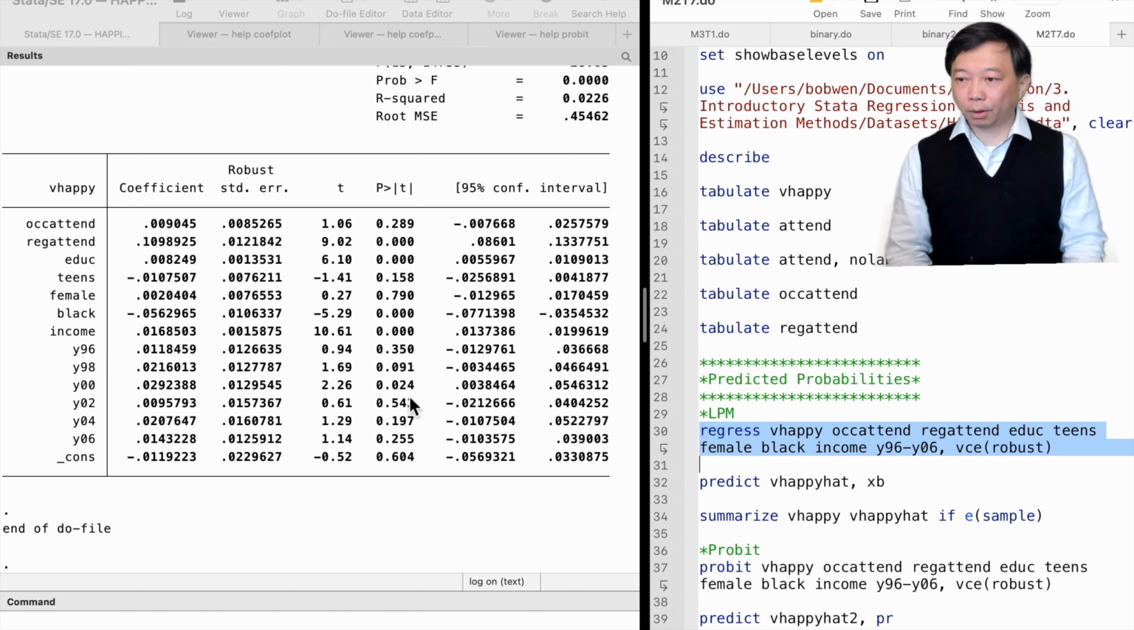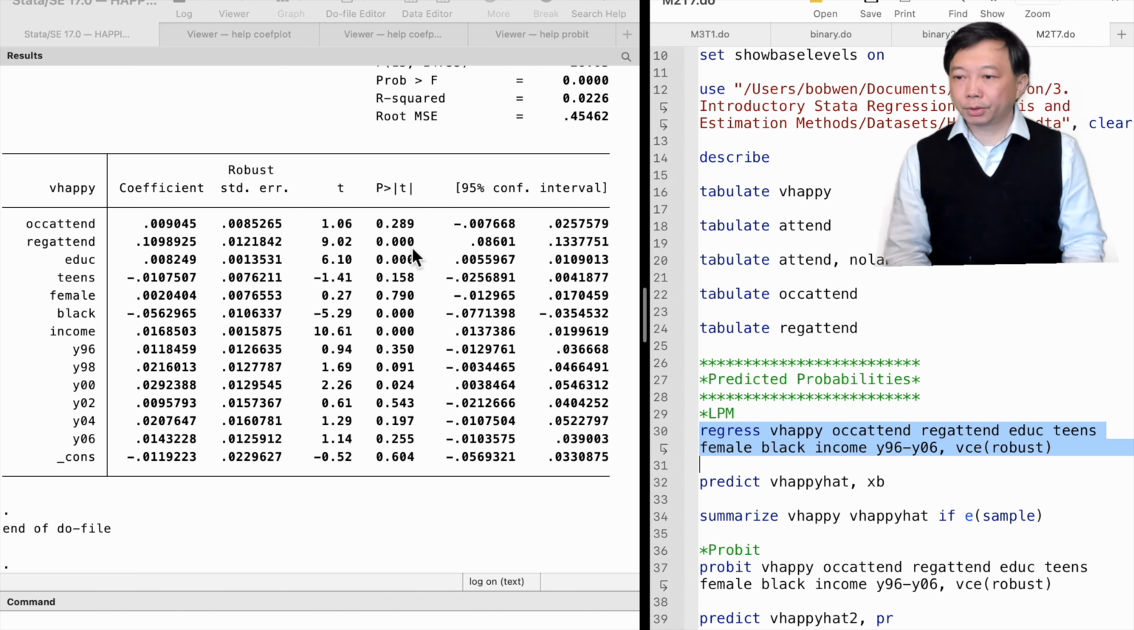The coefficient on the dummy for those who occasionally go to church is practically tiny and statistically insignificant. The coefficient on the dummy for those who regularly go to church is 0.11. This implies that compared to the people who never go to church, the people who regularly go to church are 11 percentage points more likely to be very happy.